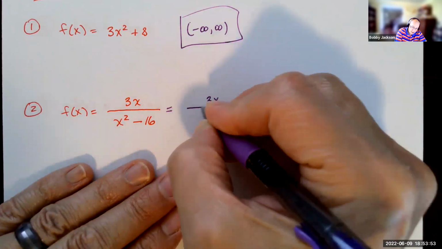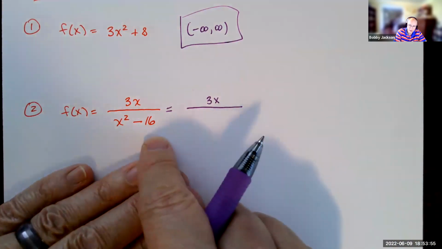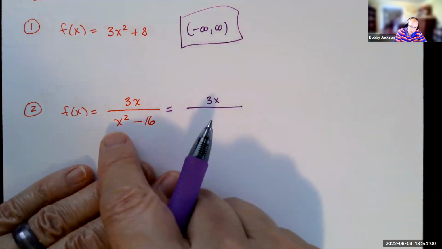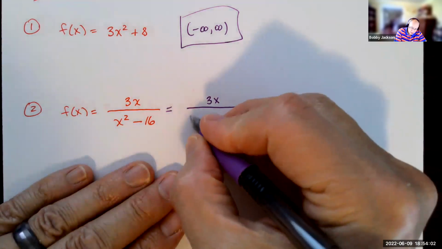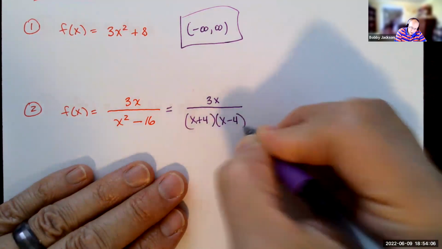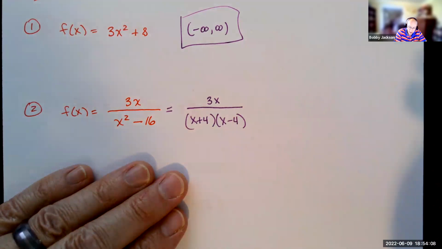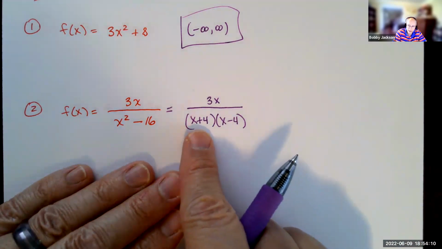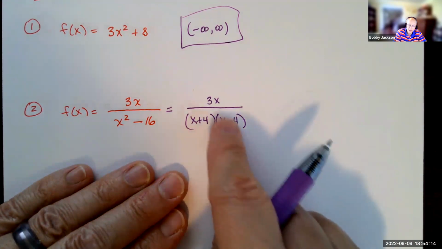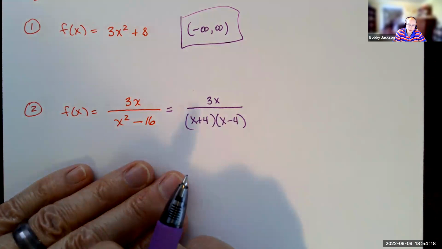So if I were to factor, in this case, the denominator, x squared minus 16 is the difference of squares, x squared minus 4 squared. So that factors as x plus 4 times x minus 4. And so we can clearly see that the domain would be any real number except when x is negative 4 or positive 4, because those values of x would make the denominator 0, and division by 0 is undefined. It is not a real number.